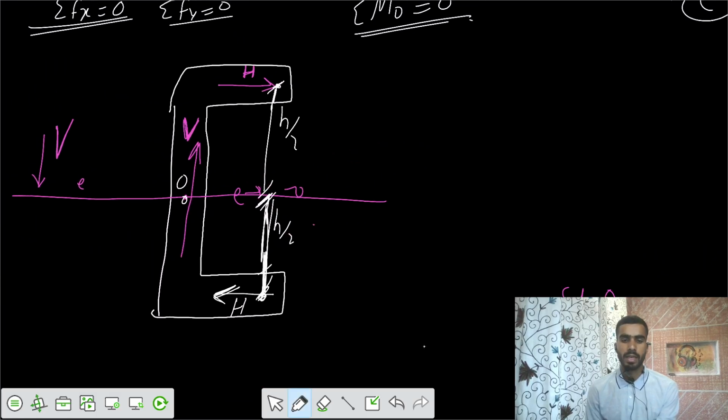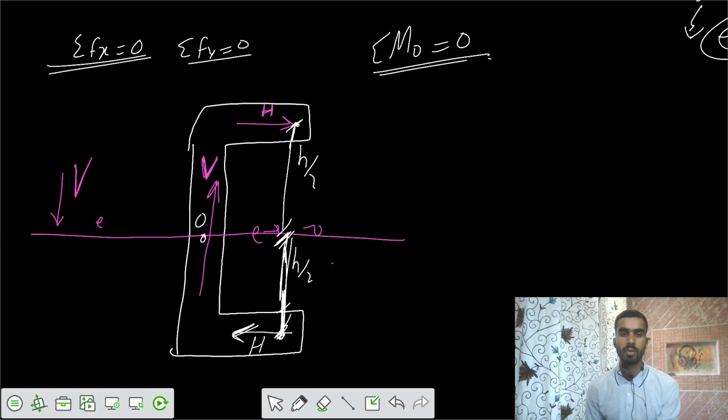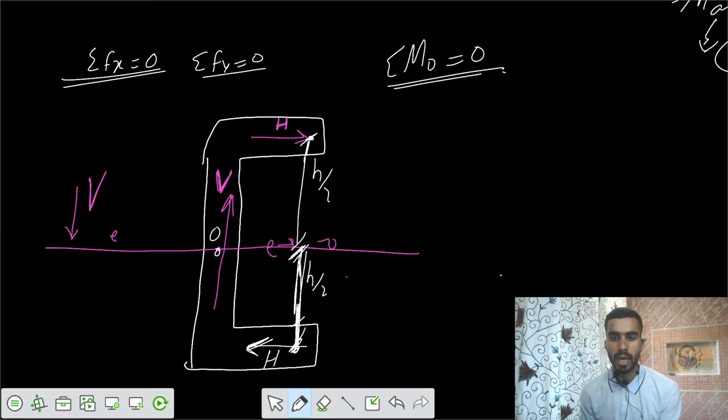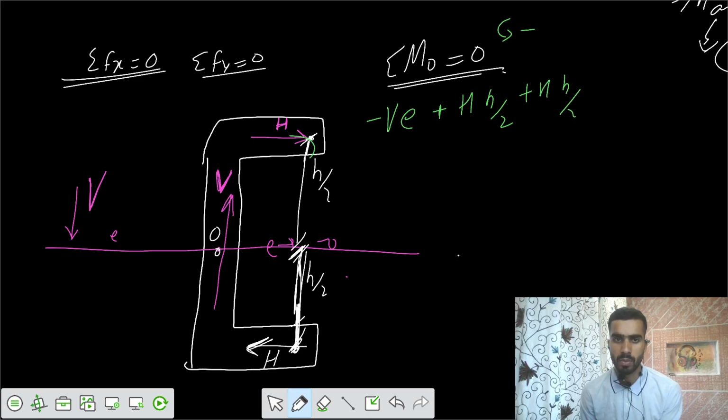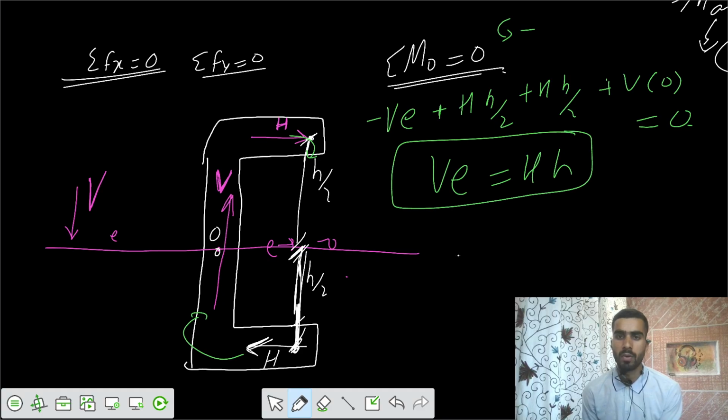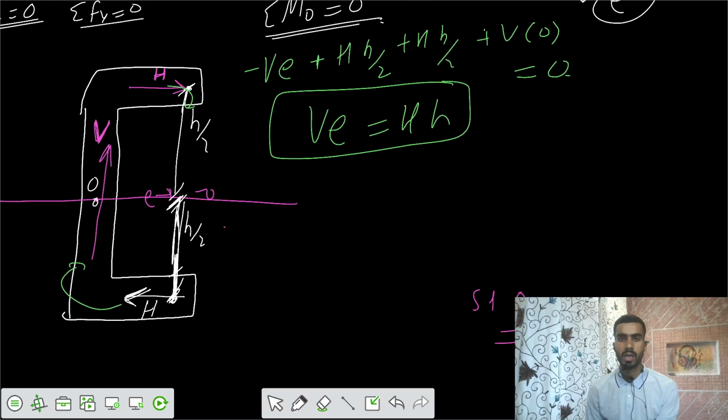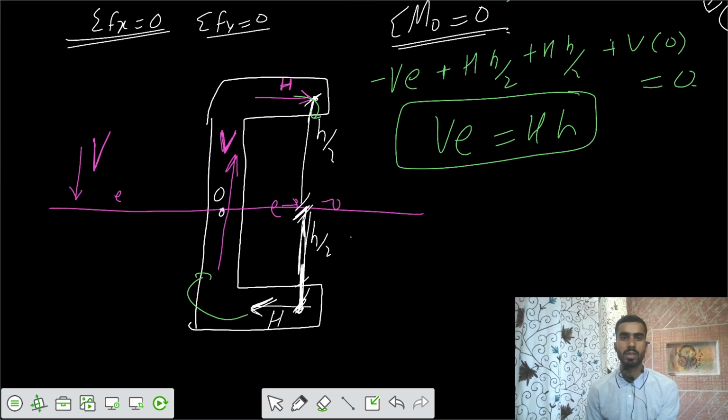Now let's apply the summation of moments at that point O. I can write V into e. Let's write anti-clockwise as negative. So minus V e, then plus clockwise h into h/2. Similarly, one more h into h/2, plus V into 0 equals 0. That means V e equals h into h. We got this equation. Now the thing is that you want to know the value of h.